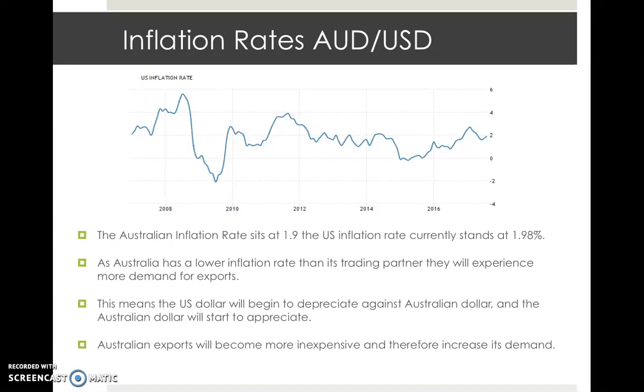As Australia has a lower inflation rate than its trading partner, they will experience more demand for exports. This means the US dollar will begin to depreciate against the Australian dollar. Australian exports will become more inexpensive and therefore increase its demand.